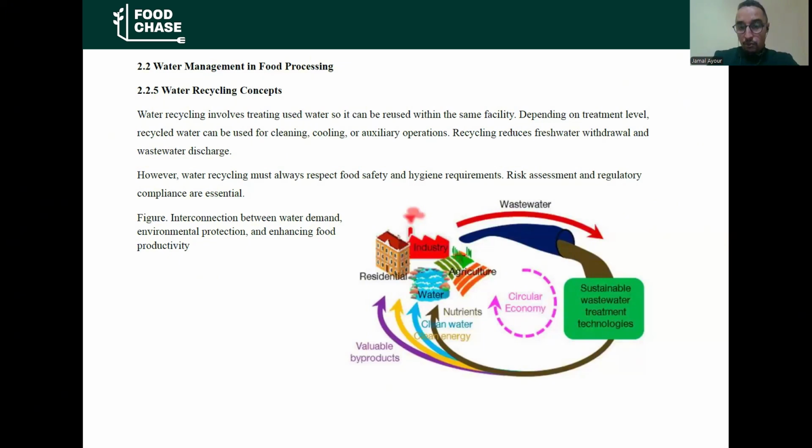In this figure, as you can see, there is an example of wastewater, and the objective is to make this a sustainable wastewater treatment technology using, for example, some bacteria, some microorganisms to treat the water. Then they make this water recyclable and usable for industry, for agriculture, or for different applications.